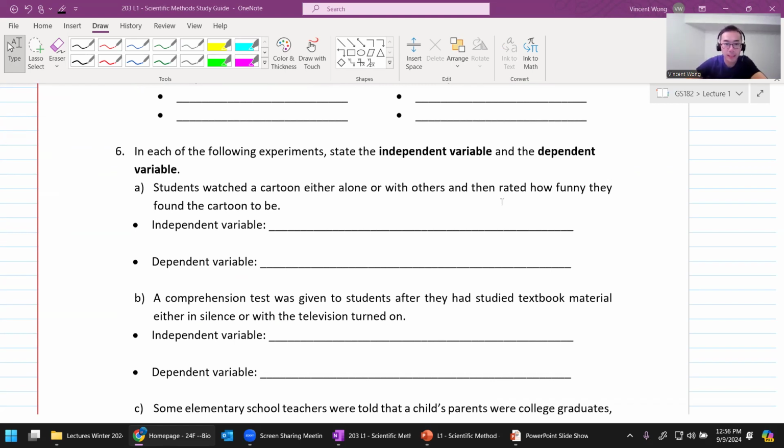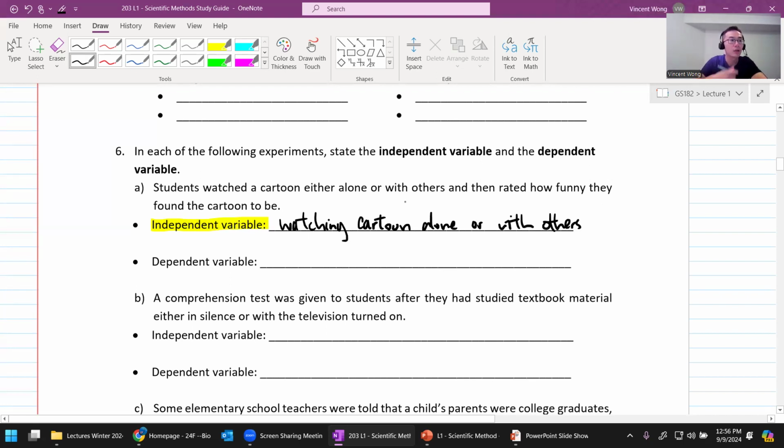Does anybody want to tell me the independent variable for the first scenario here? What would be something that you would change on purpose? Yeah, the student being alone and the student being with others. Okay, so to rephrase that a little bit, it would be watching cartoon alone or with others, right?